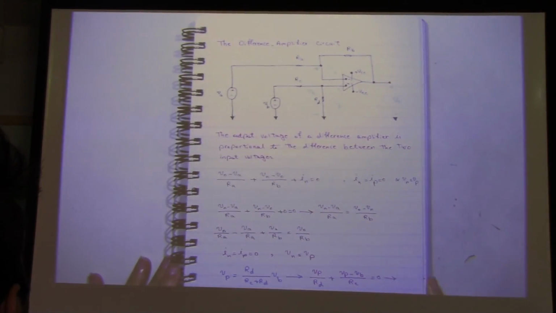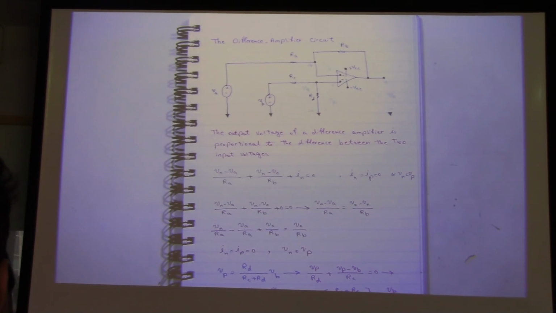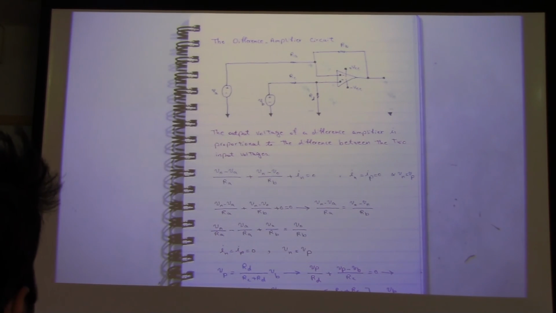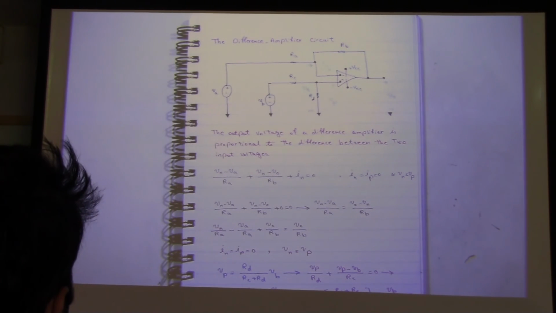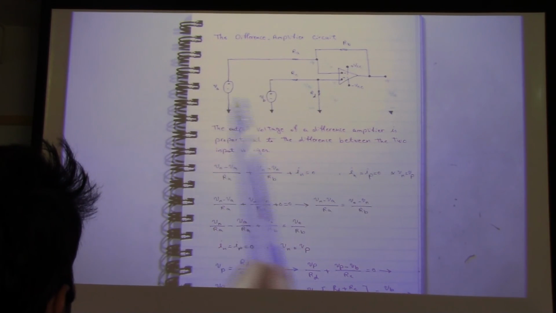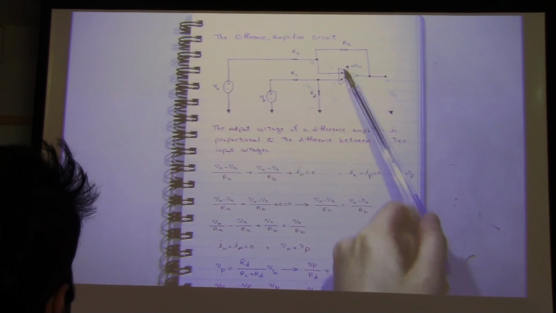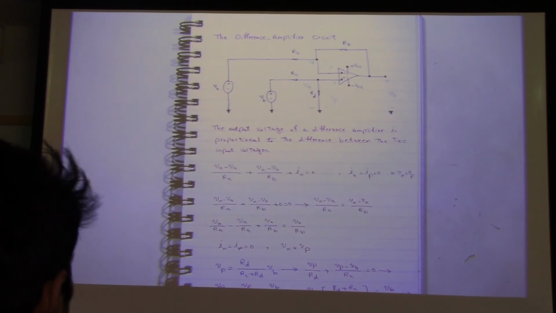And the last op-amp circuit is the difference amplifier. So we have learned inverting, summing, and non-inverting. And the last one is the difference. Okay, the difference is something like this. You see voltages at both inverting and non-inverting inputs.